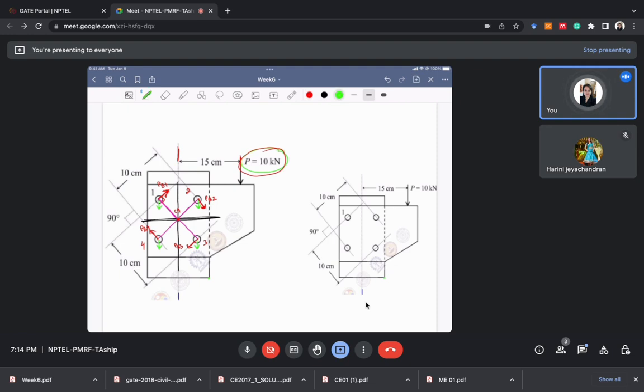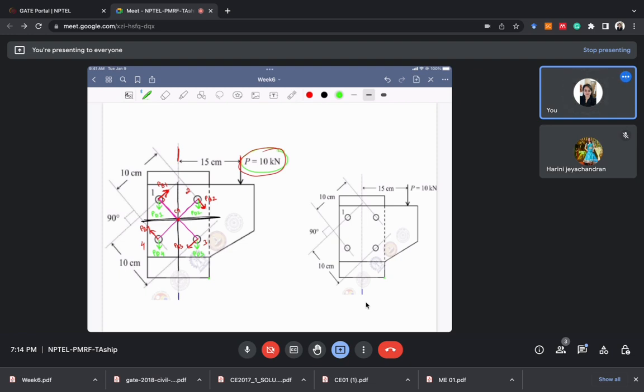Another thing is, let's call this PD1, that is the force in bolt 1 due to direct load. Let's call it PD2, this is PD3 and PD4. So these are all the possible forces in the system.